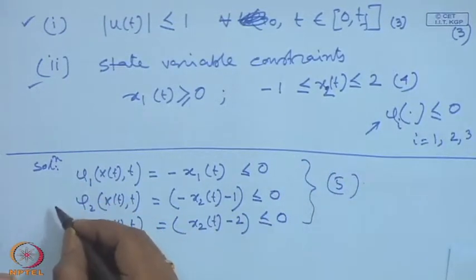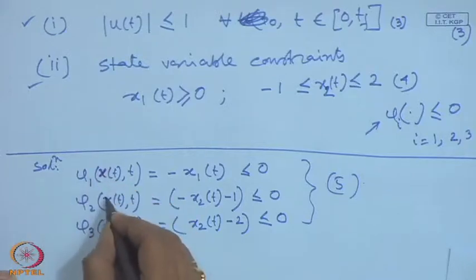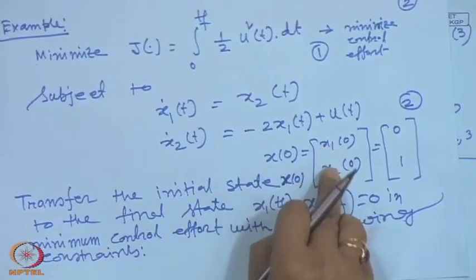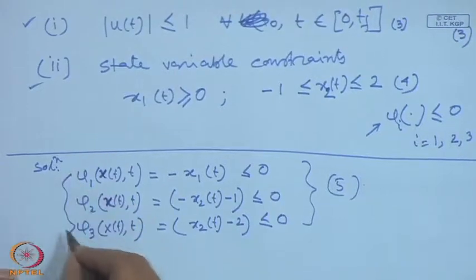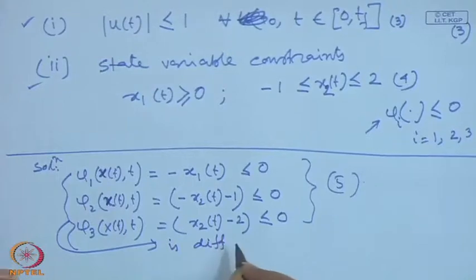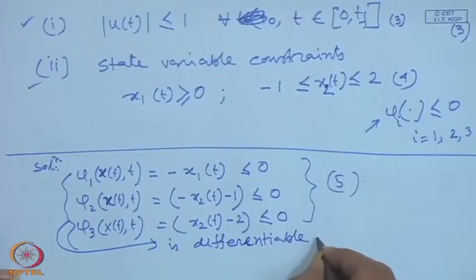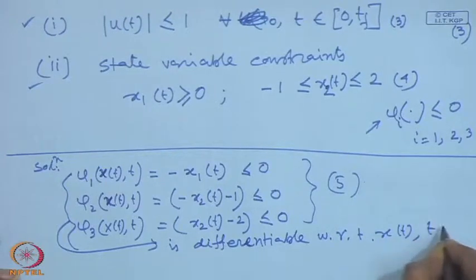And each constraint is differentiable with respect to x of t. Better to write it with small x, where small x is equal to x1, x2. So all of this is differentiable with respect to x of t and time. This is the thing.